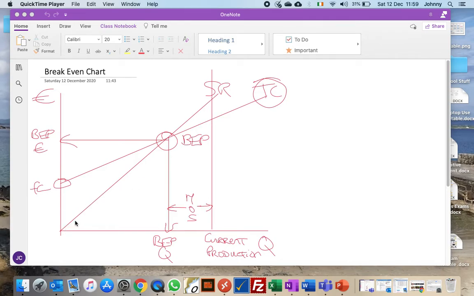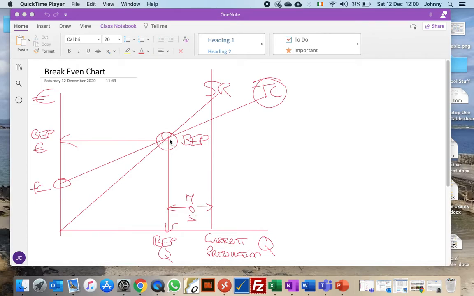As we increase and sell more and more goods, eventually we get to a stage where our total costs match our sales revenue. That means our costs match the money that's coming in, and that's called our break-even point. I've marked that there, where those two lines meet.